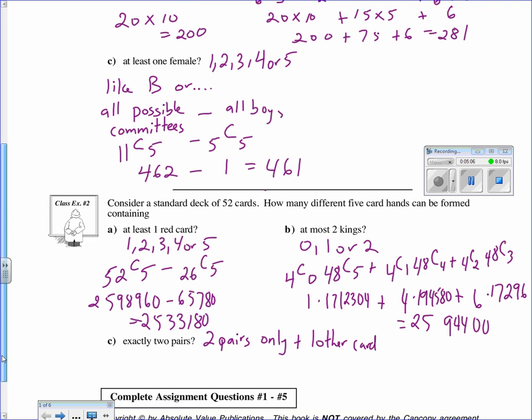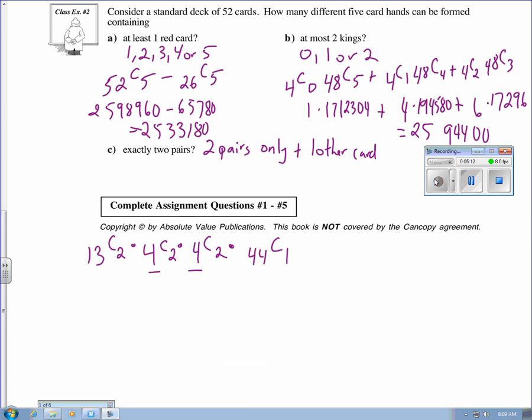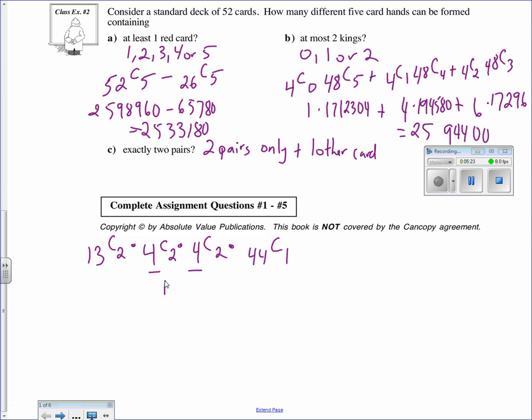Exactly two pairs sets up in a bit of an interesting way. I'll set it up and then talk about it. Okay, talking through exactly two pairs. Well, exactly two pairs means I need to select two cards of the same value. So this is my first pair out of a set of 4 2s, for example. I need to select two of them. Out of a set of 4 7s, for example, I have to select two of them.